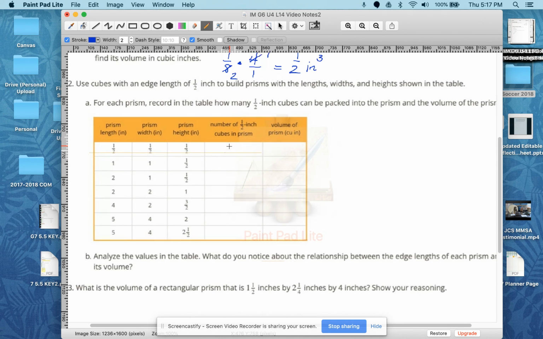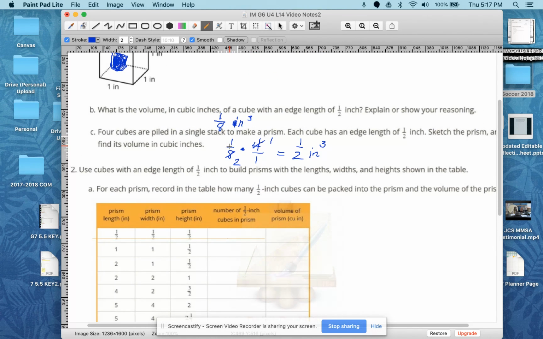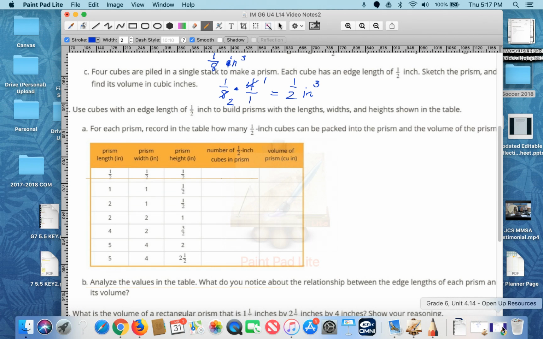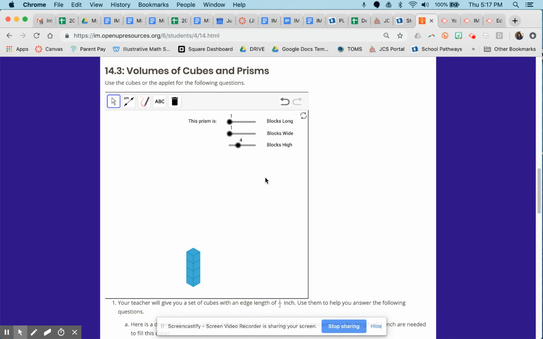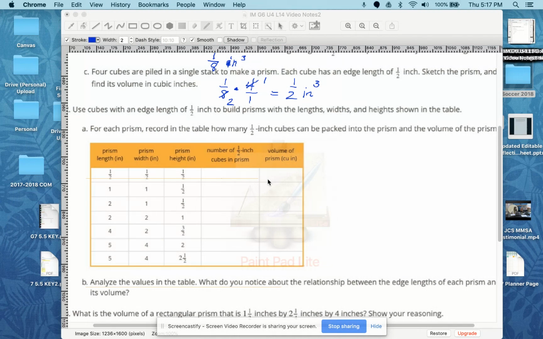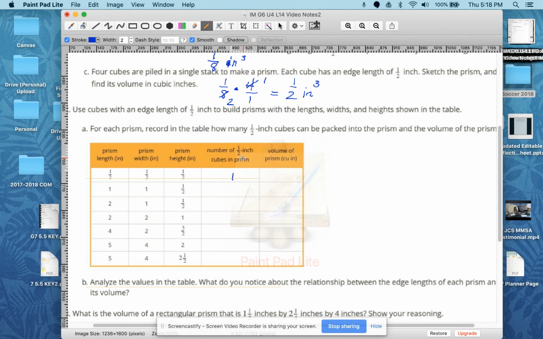Well, we just did that on our applet, wherever my applet is now. Let me see where it is. So 1 1/2 inch cube is 1/2 inch high, 1/2 inch wide, and 1/2 inch long. And we already decided that if that's 1 cube, the volume of that is 1/8 cubic inch. We're not going to have to rewrite cubic inch in each one since it's stated up here in the title of our column.